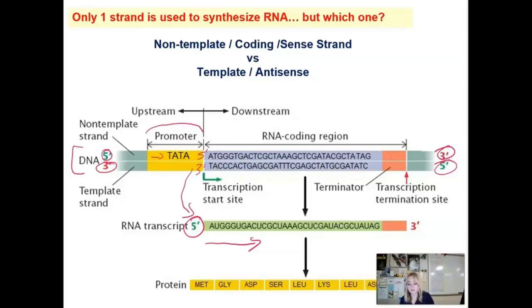So you can see if we had a T here in the DNA, now we have an A. If we had an A here, we have a U, and so on. And we build that transcript one nucleotide at a time until we run into that termination sequence.